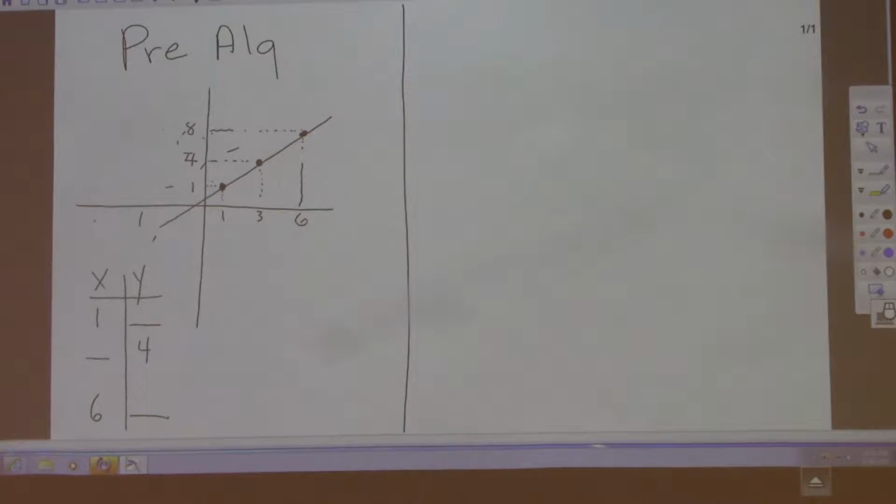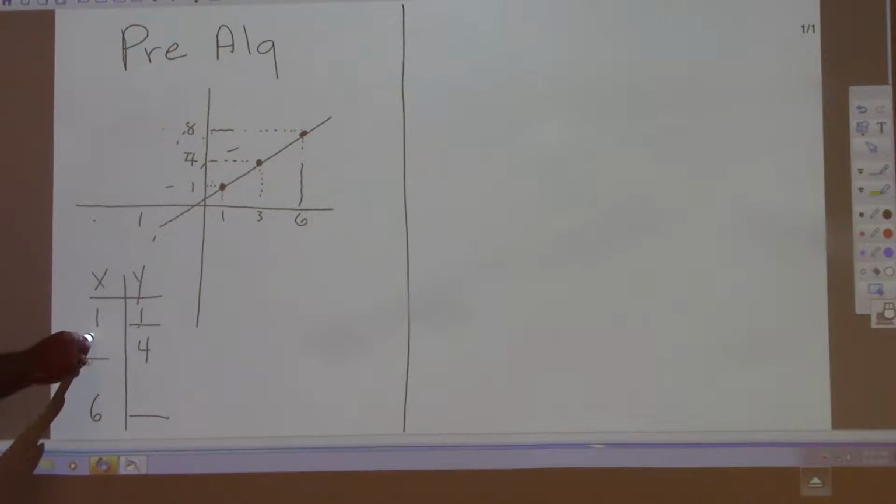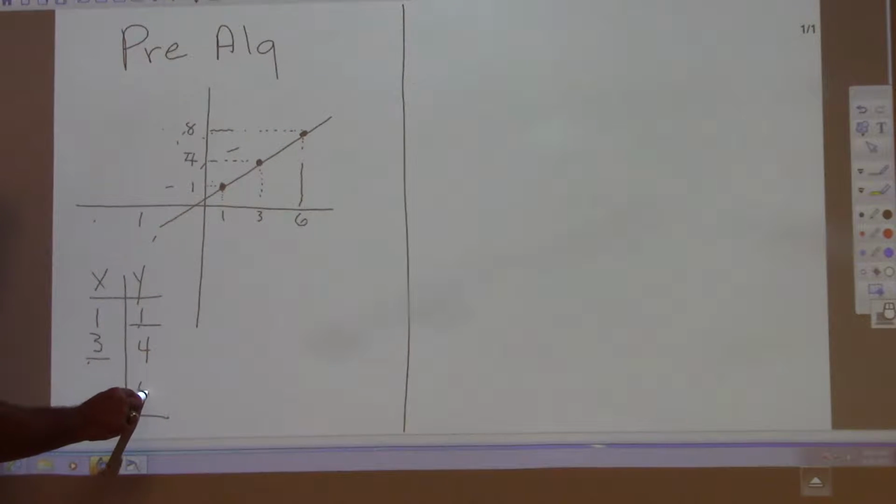Okay? All right. 1. What goes in this spot right here? 1. And what goes in this spot? Well, you've got to find y is equal to 4. Well, y is equal to 4. x is what? 3. And 6 is x. 6 is what? 8. Now, everybody remember doing something like that before? Okay? Same thing we did a while ago, really, with the algebra, except now it's on a graph.